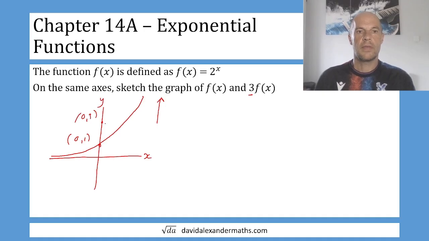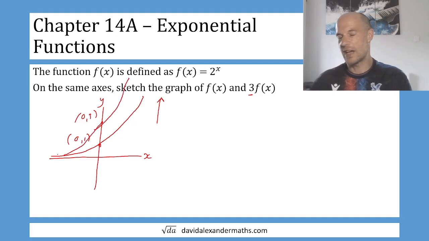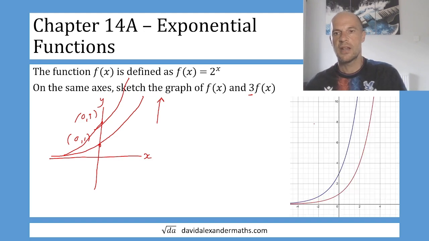Okay, and every y value will be tripled, so it's going to get much steeper much quicker. There we go. Sorry, that's a fairly terrible sketch there. But the key thing here is this is 2 to the x, so it's going through 0, 1, and our sketch of 3f of x, we can see it's going through 0, 3.